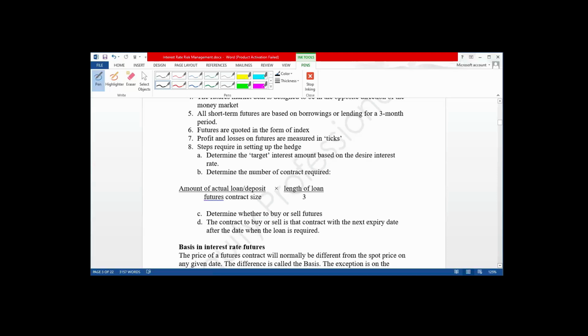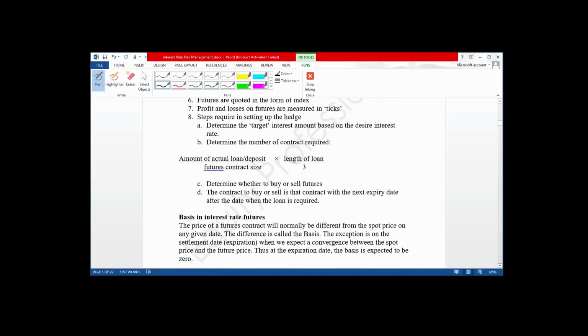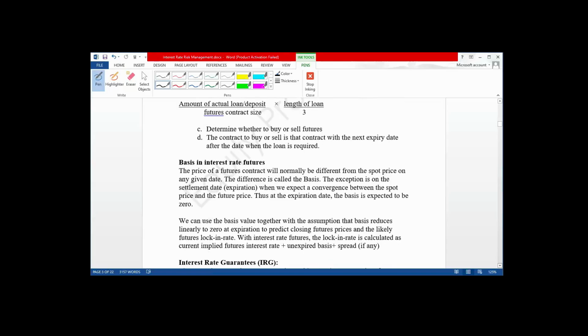To evaluate the hedge, you might need to estimate the closing futures price. If you are not given, you might need to estimate your closing futures price. And you are going to use basis.